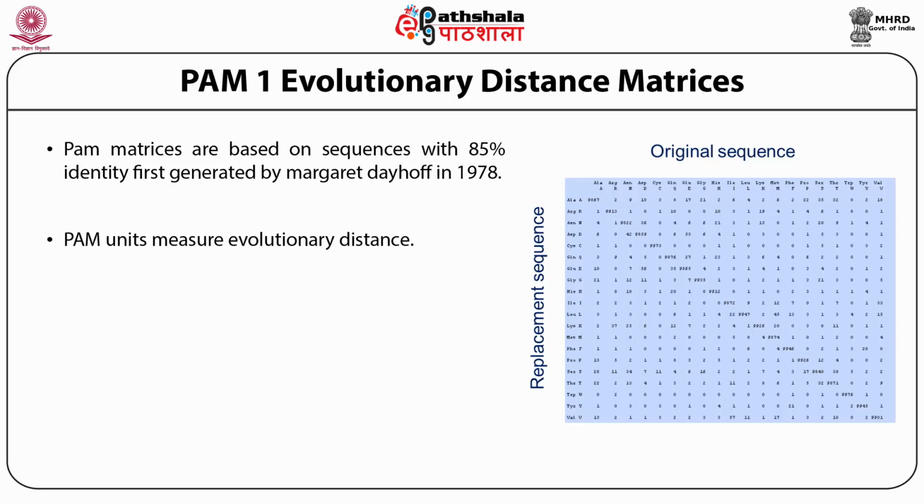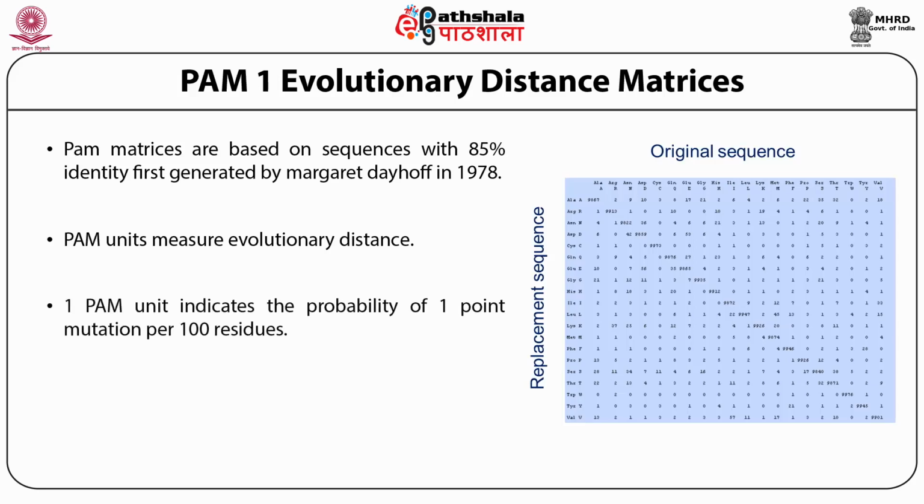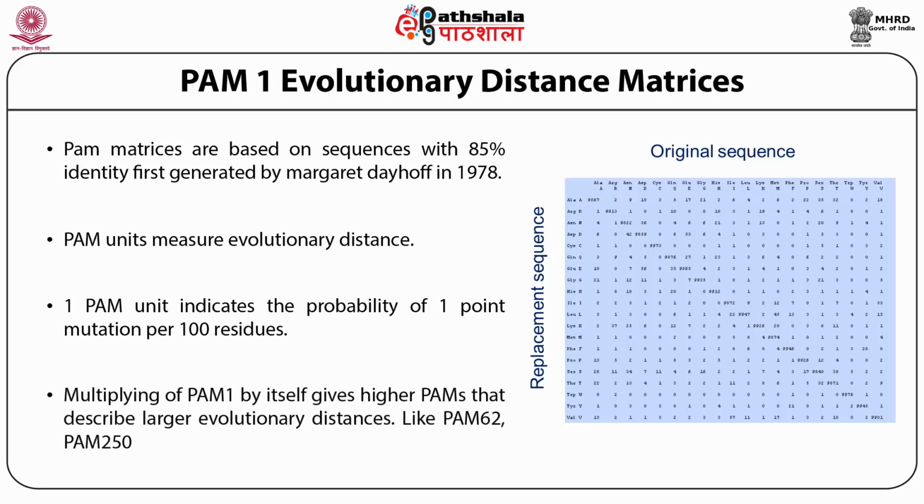So here what you are seeing is the PAM1 matrix. That means one PAM unit indicates the probability of 1 point mutation per 100 amino acid residues. If you multiply the PAM1 by itself, the higher number describes a larger evolutionary distance. For example, if you multiply PAM1 by 62, it becomes PAM62. If you multiply the same PAM1 by 250, it becomes PAM250. That means a larger evolutionary distance can be calculated using the PAM matrices.